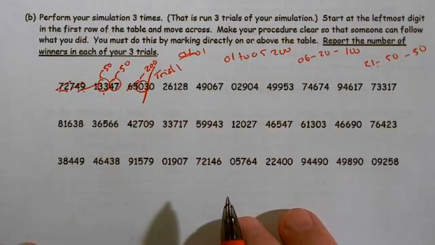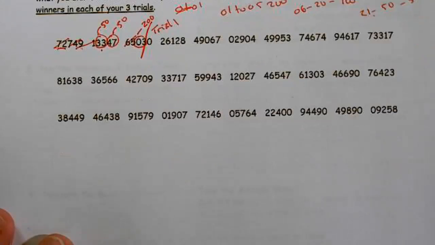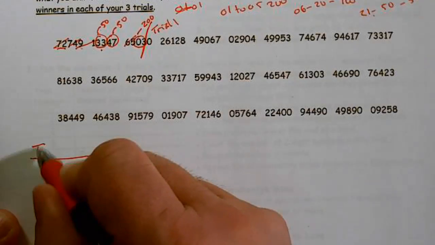Now, I'm going to go ahead and start making my table. You can make it at the end. I generally like to run a trial and just make it. So here we go. We're going to make this really, really simple. Trial.